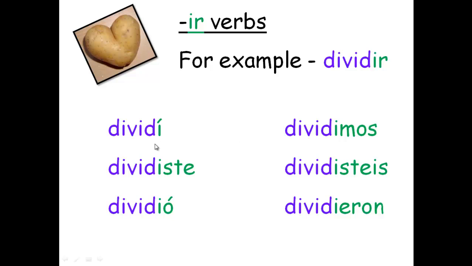So that's I divided, you (singular) divided, he, she, or it divided, we divided, you (plural) divided, they divided. Again, this could be we divide or we divided. How do you tell which one it is? Don't forget KKK, not the Ku Klux Klan, but context is king.